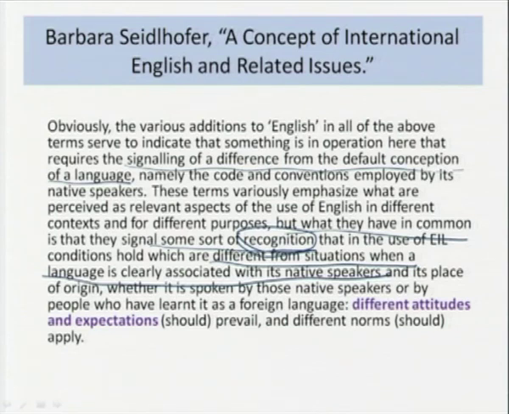This is a very important point: all these different terminologies may be there, like common English for instance or basic English, but what these have in common is an acceptance, a recognition, as she uses the word, that in the specific use of English as an international language, there are certain conditions which are different from the situations when a language is clearly associated with the native speakers and its place of origin, whether it is spoken by those native speakers or by people who have learnt it as a foreign language. Different attitudes and expectations, she says, should prevail, and different norms should apply.